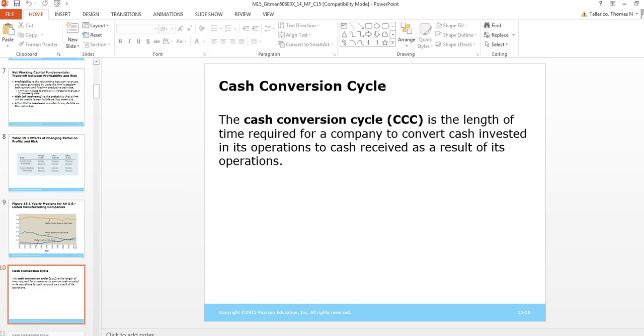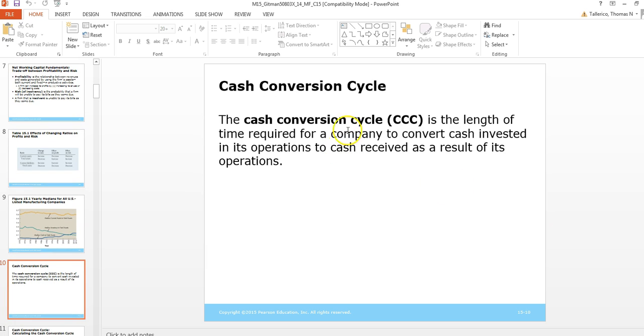All right, so the cash conversion cycle, this is extremely important for this chapter. It's imperative you know this. It is the length of time required for a company to convert cash invested in its operations to a paycheck received as a result of its operations. So this is similar to if you ran a company and you started pumping money into the company. You want to know how long it takes from the moment you pump money in to start receiving the cash.